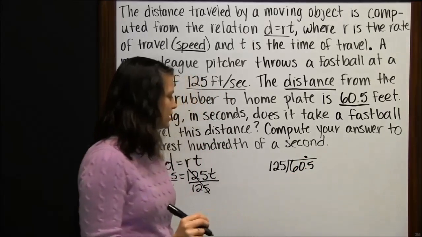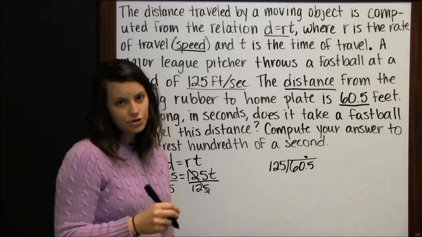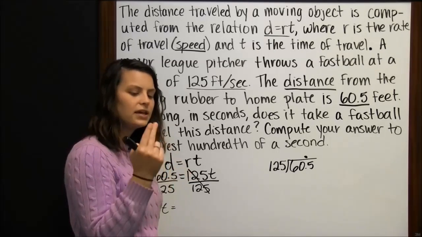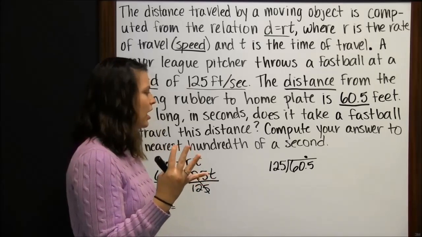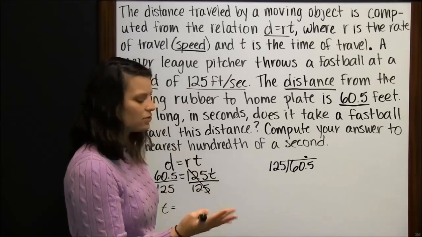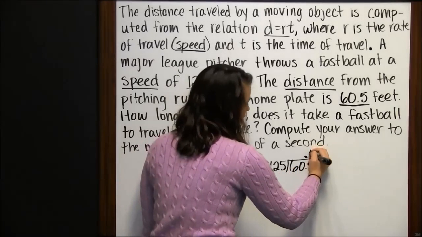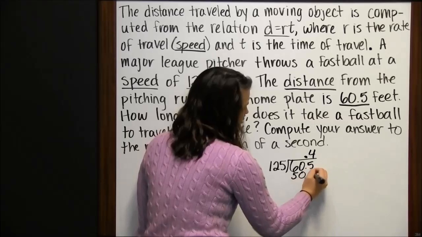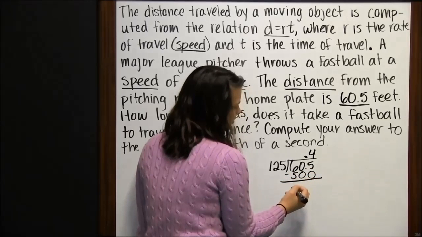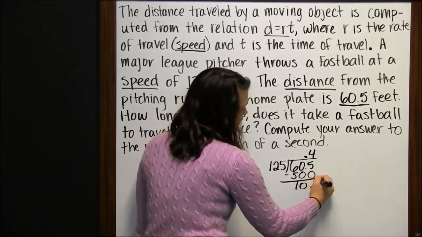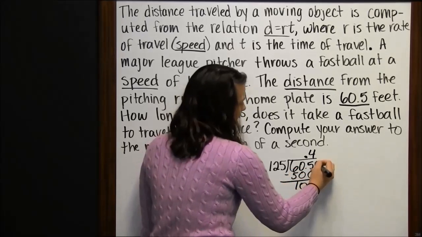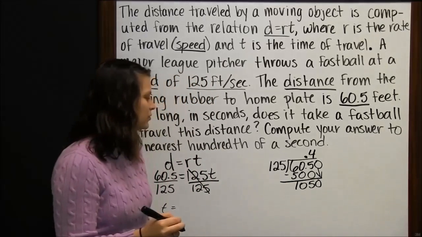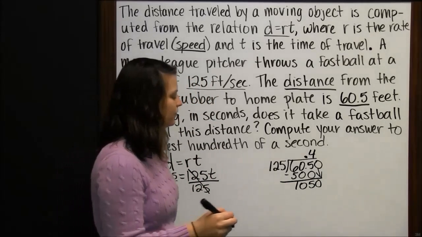125 does not go into 60, but it does go into 605. So we've got 125, 250, 500, and then one more time would be 625, so that means it only goes 4 times. And that is 500. We subtract, and we get 105. Add another 0, bring it down. We want to see how many times 125 goes into 1,050.